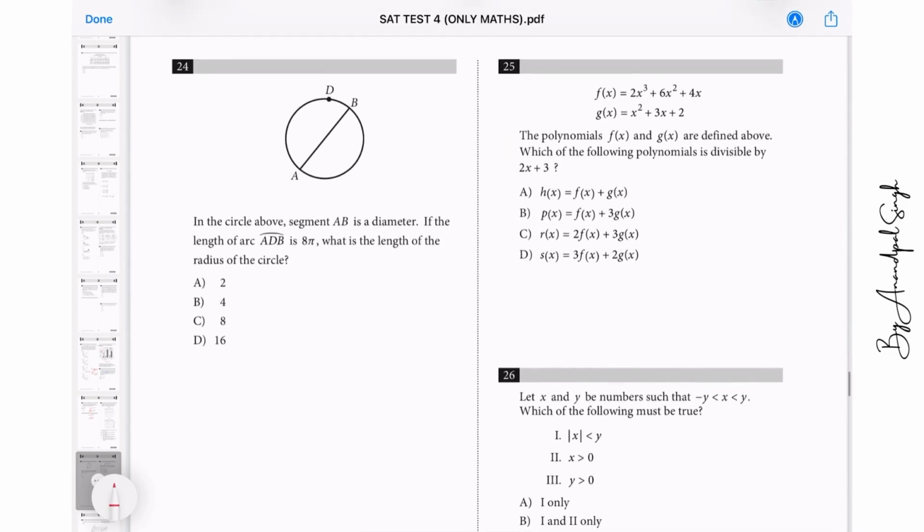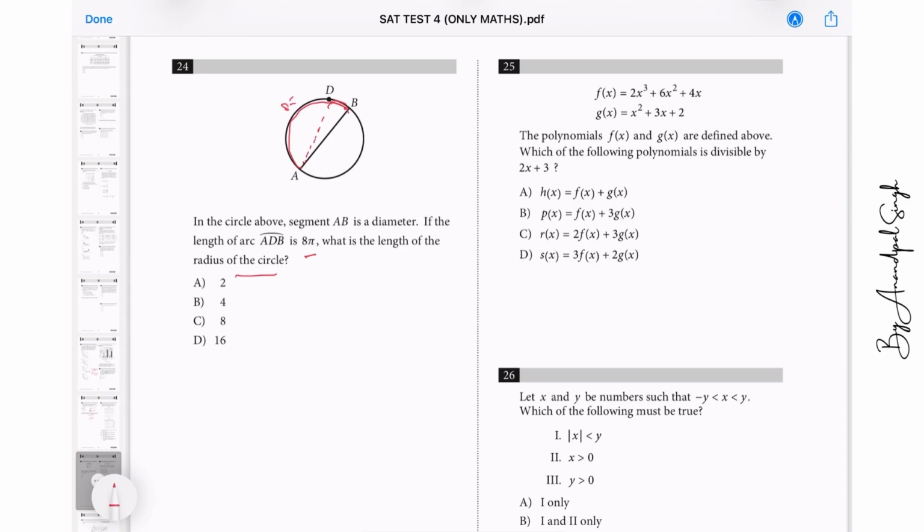In the circle above, segment AB is the diameter. If the length of the arc ADB, this is the length of this arc, is 8 pi, what's the length of the radius? See, here the length of the arc is 8 pi. So it means that the length of the arc ADB, this arc, is 8 pi.